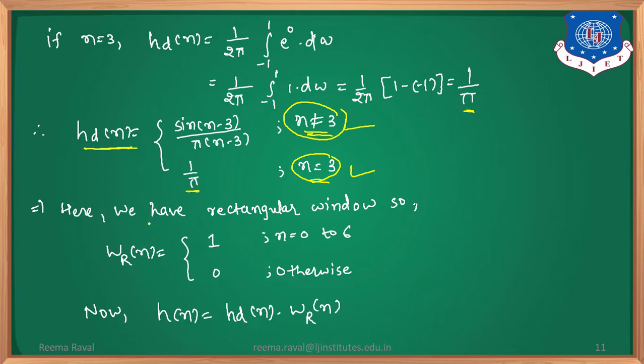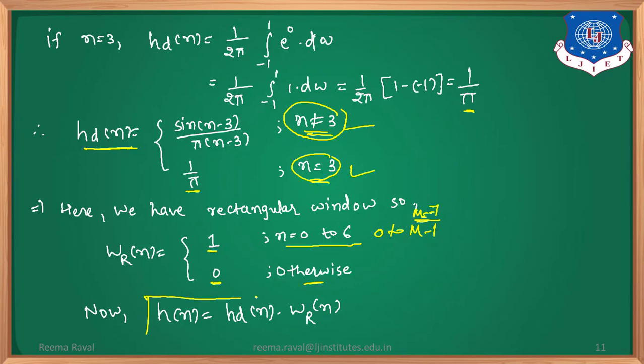Now here we have a rectangular window, and as we have seen in the previous table, the function of the rectangular window is wr of n equals 1 in the interval 0 to M minus 1. That is, according to the standard formula, it is 0 to M minus 1, and we have taken M equals 7 over here. So we'll have the range n equals 0 to 6, and the value of this rectangular window function is 0 outside this range.